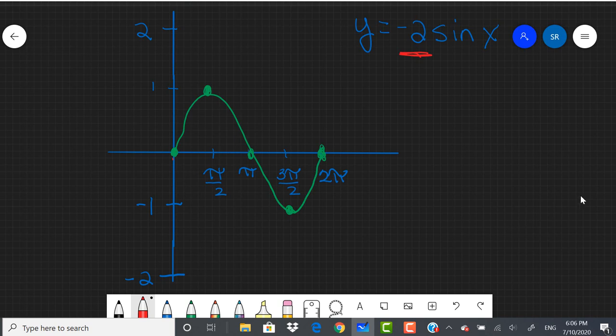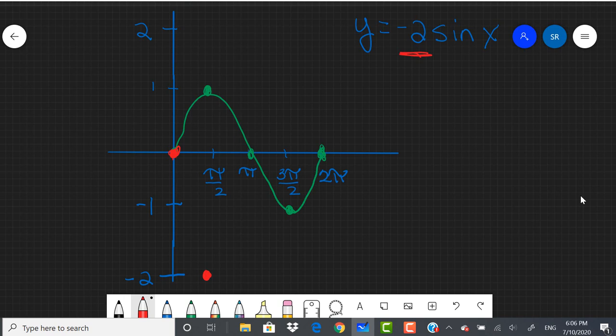So I'm going to start off again. When I put in 0 here, I'll get the sine of 0 is just 0. So 0 times -2 is 0. So my first point is right there. Pi over 2 is normally 1, as you can tell by the green graph, but instead I'm going to multiply that by -2. Well, 1 times -2, that is going to bring my graph down here to -2.